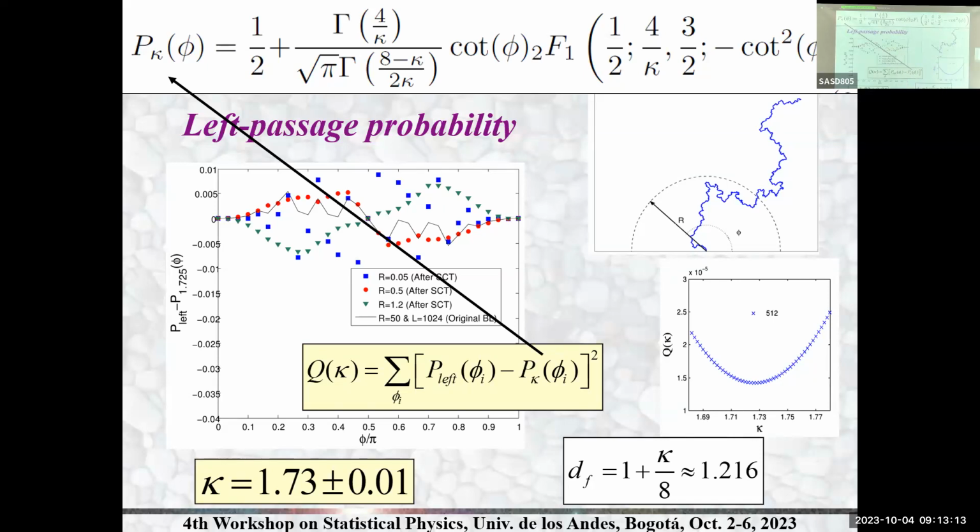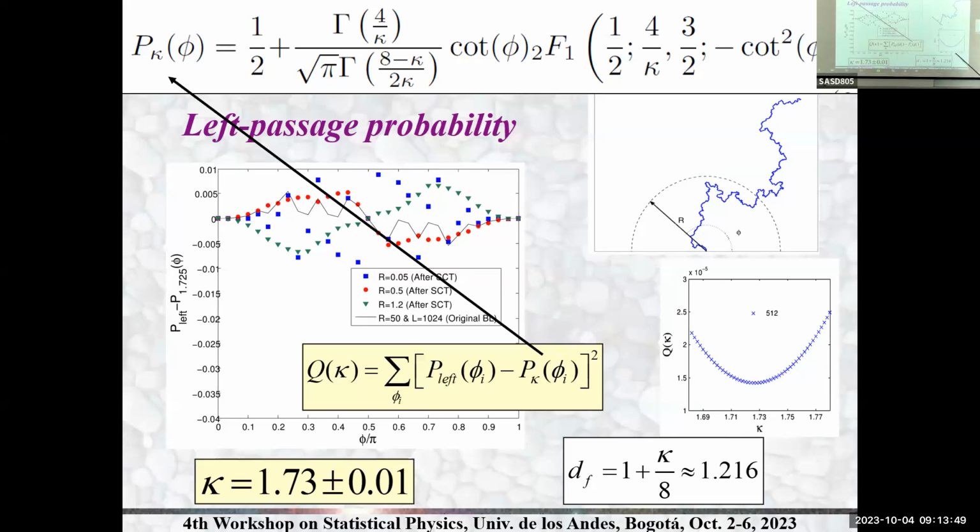It's not a trivial test either. So if you fulfill this formula or you don't fulfill this formula, that makes a difference. Okay? And so the test that you do is that you look at this quantity Q, which is the difference between what you obtain for the left passage probability, which is this one, and what you expect to find, which is the formula. And then you can plot this Q, this function, as a function of kappa, which is done here.